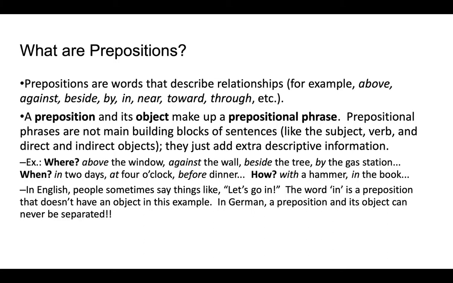Preposition is a part of speech, like adjective or noun or verb. Prepositions are words that describe relationships. For example, above, against, beside, by, in, near, toward, through, etc. A preposition and its object, that's the noun that follows it, make up a prepositional phrase. Prepositional phrases are not main building blocks of sentences, so they are not subject, verb, direct, or indirect object. They just add extra descriptive information.